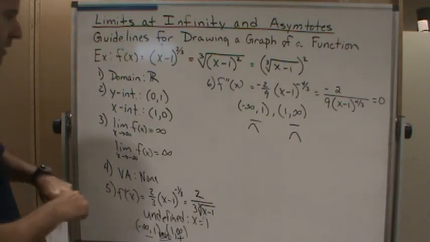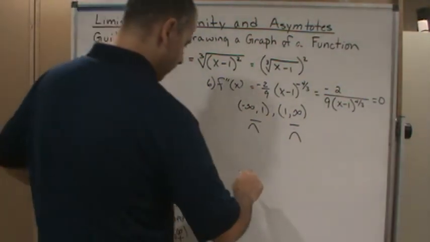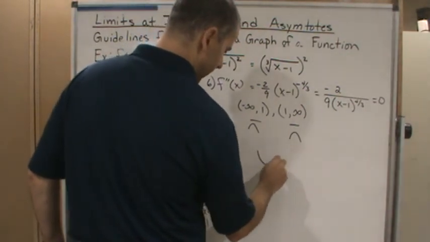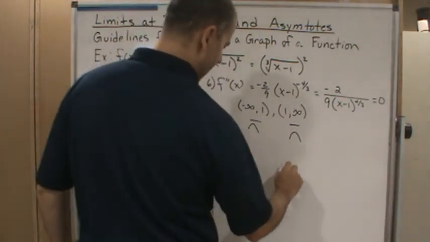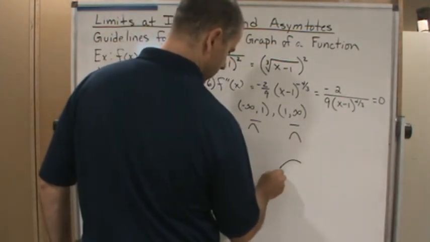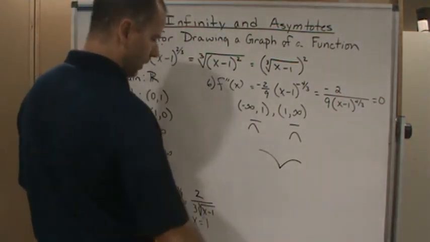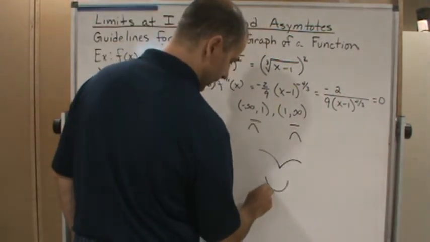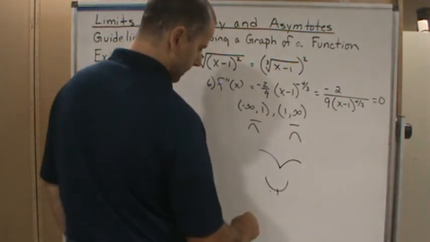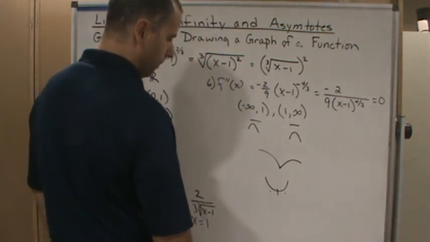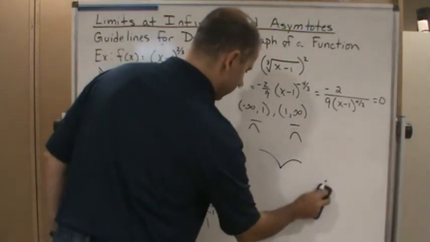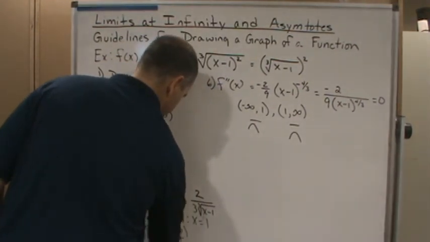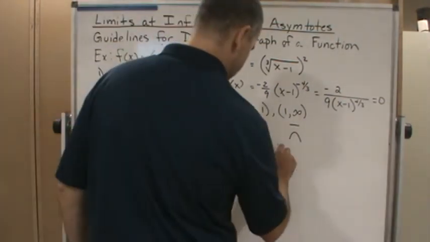Instead of a nice smooth minimum, it's not doing this. The fact that it's concave down on both sides, it's got to be doing something like that. Because if it was a smooth minimum, then it'd be concave up on this side and concave up on this side as well. But it's concave down on both sides, okay? So this is where we are led to a cusp.